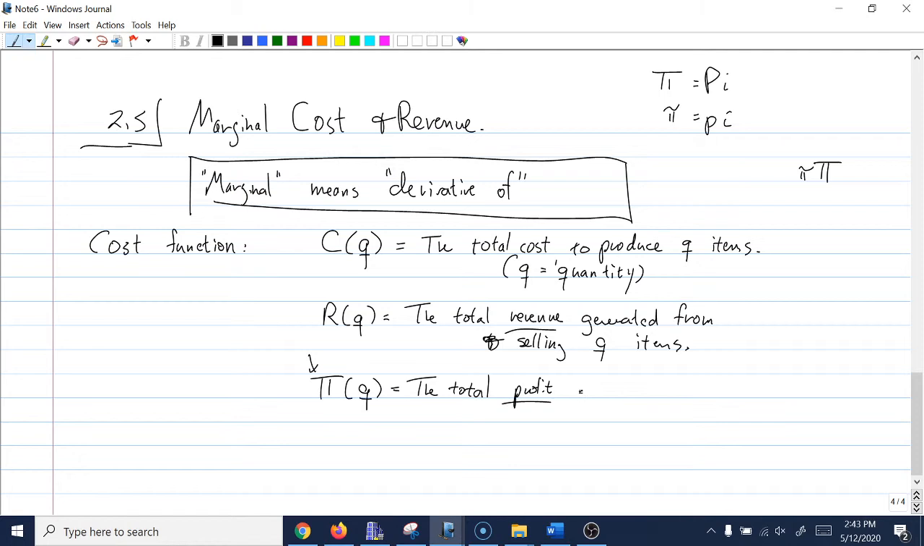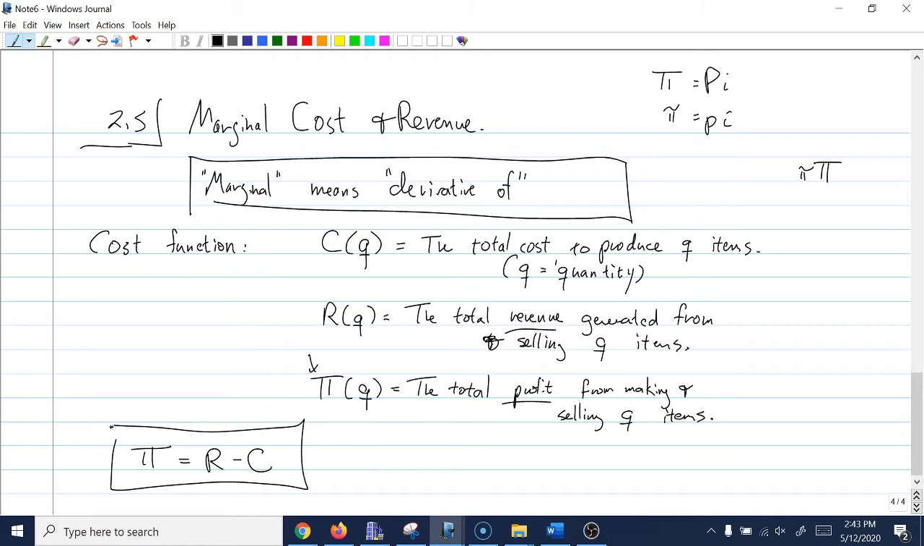This is the total profit from making and selling Q items. It might be the net. The fact that is worth knowing is that profit equals revenue minus cost. Revenue is total money that comes in, cost is total money that goes out. All the money we get from selling it minus all of the costs that it took to make it is profit. I guess we could do some examples with that, but let's get to the place where the calculus happens.